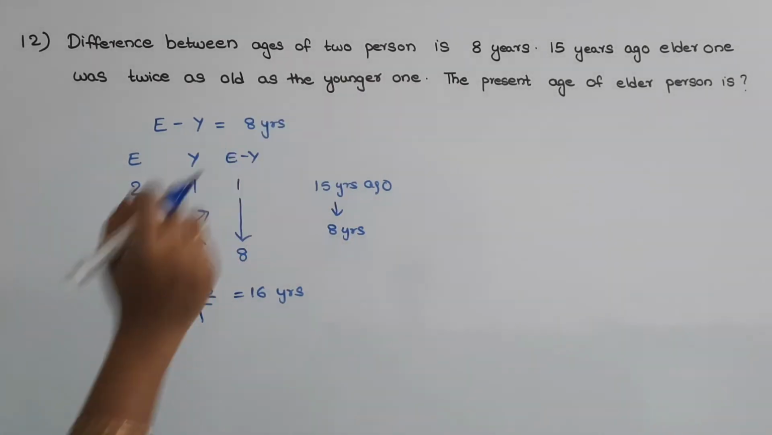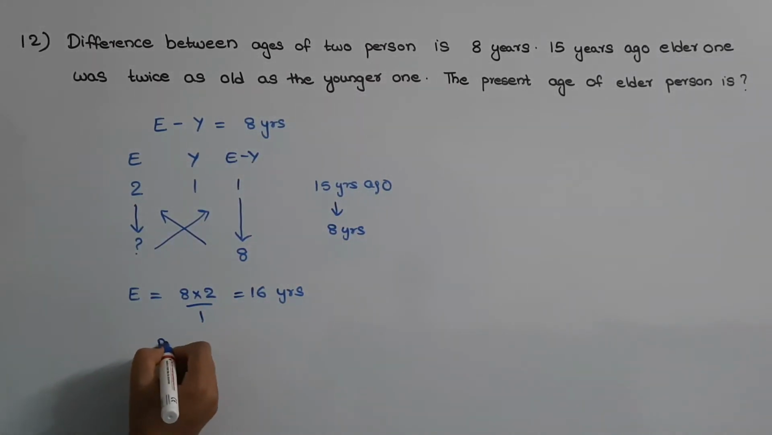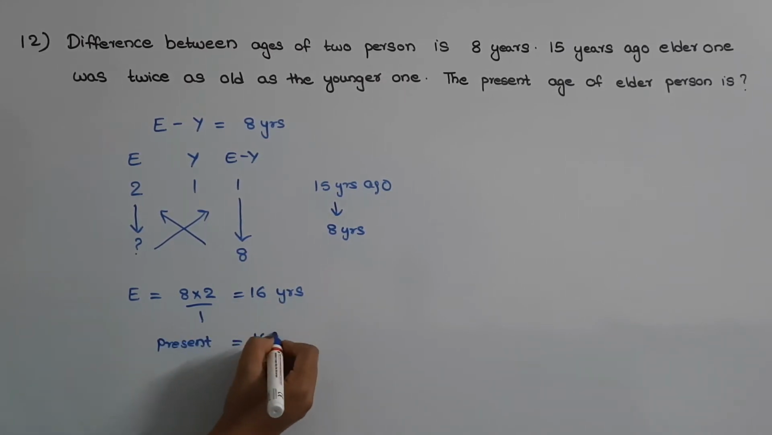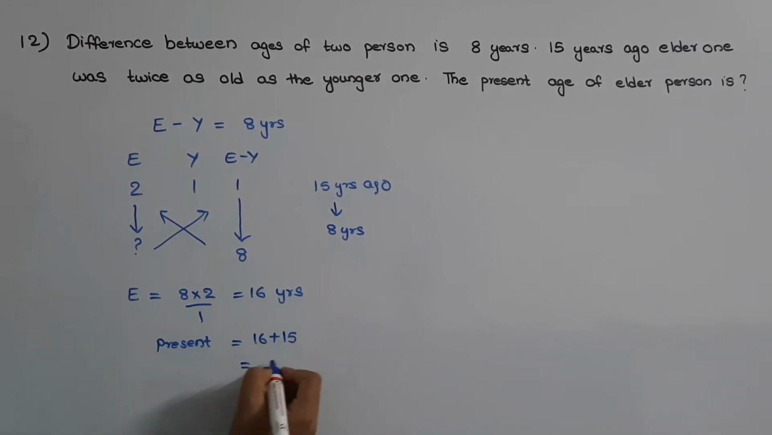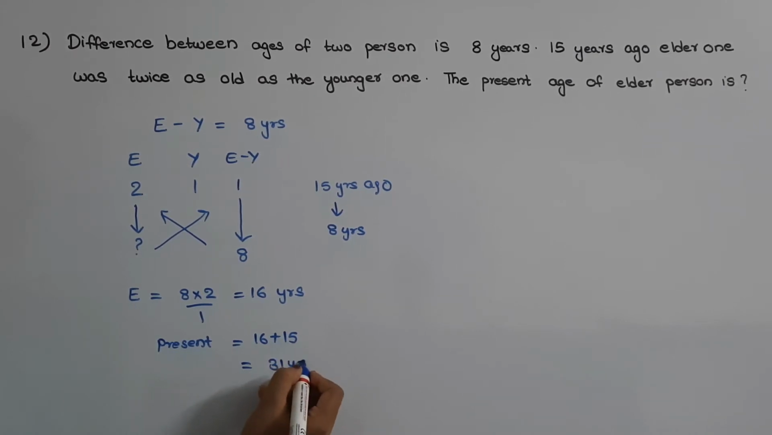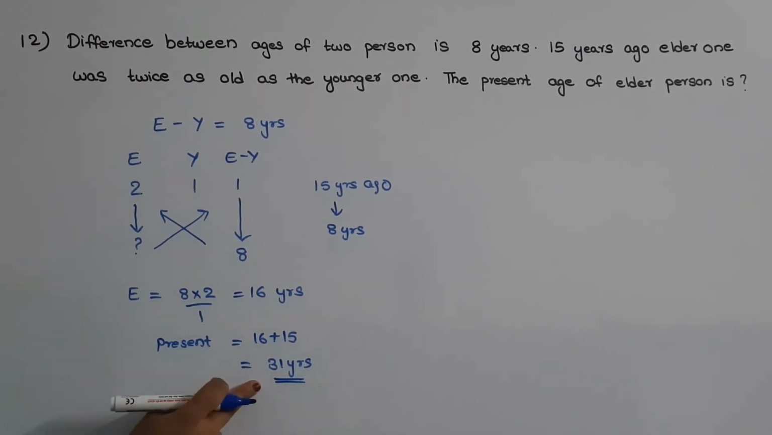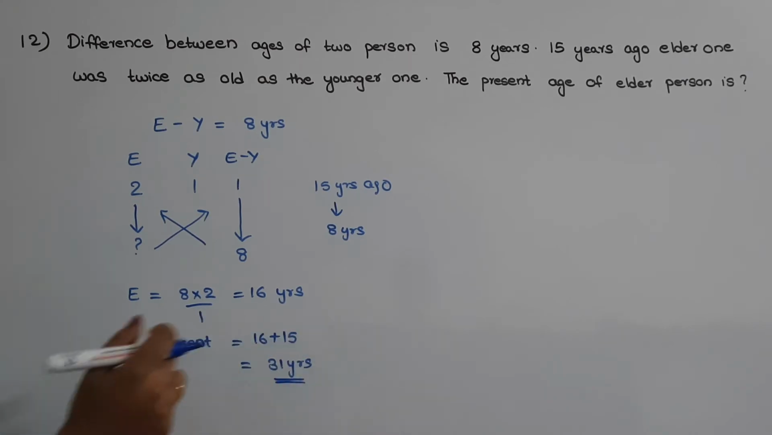Then what will be his present age? Present age would be this 16 plus 15. That will be equal to 31 years. Hence the present age of the elder person will be 31 years.